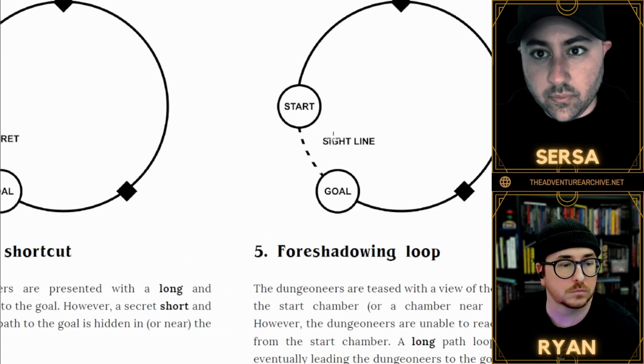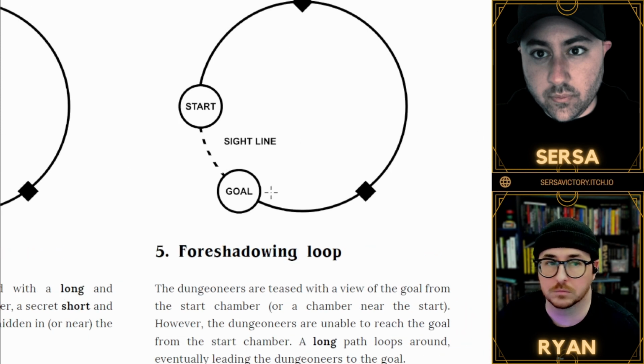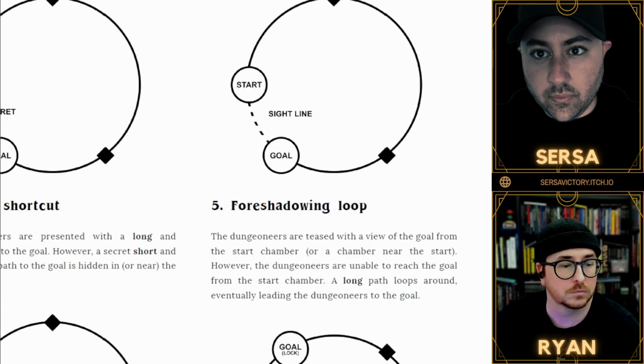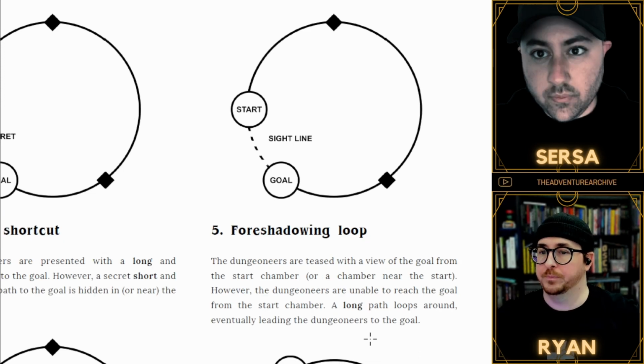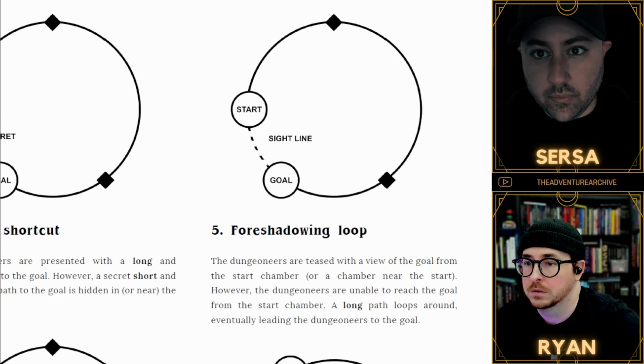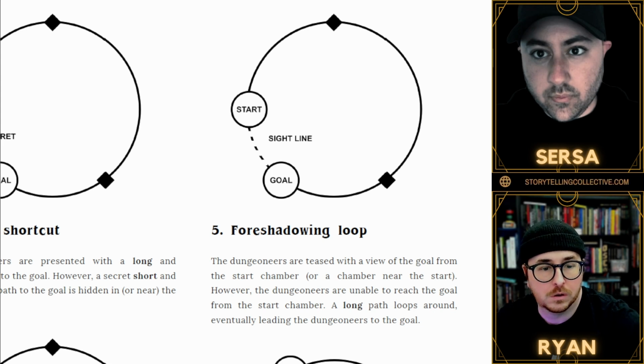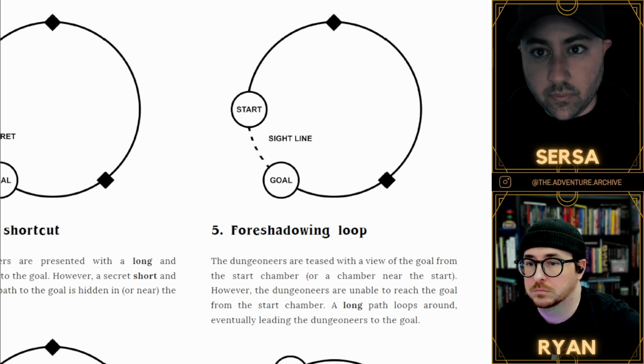In the foreshadowing loop, the Dungeoneers are teased with a view of the goal from the start chamber, the start of that loop, or a chamber near the start of the loop. However, the Dungeoneers are unable to reach the goal from that first chamber. A long path loops around, eventually leading the Dungeoneers to that goal. It's kind of funny because this is almost identical to the structure of the example dungeon in this PDF.